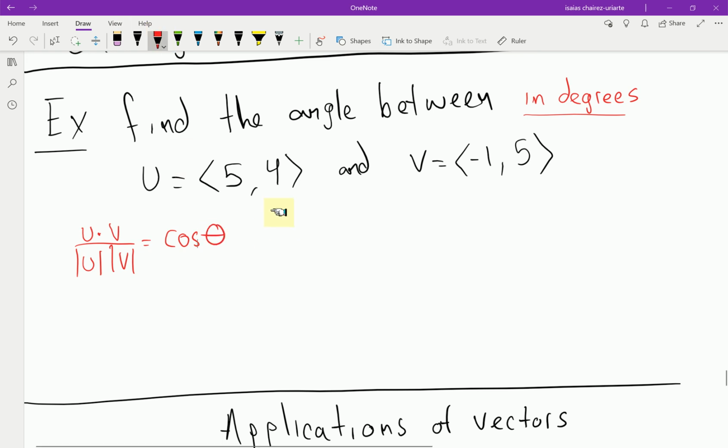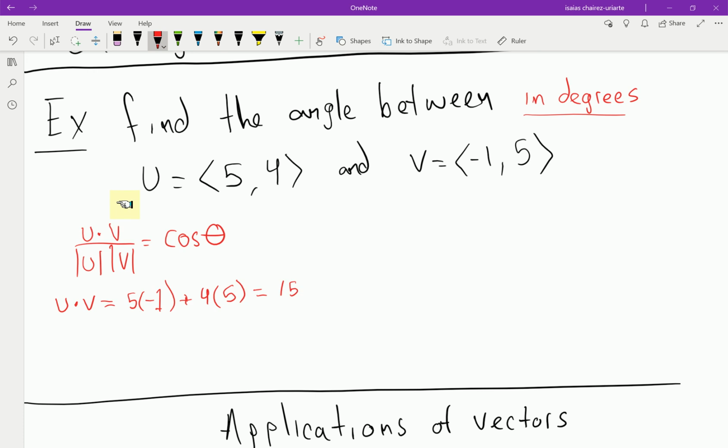So let me fill in some values here. I need to compute three things. U dot V first. What's U dot V? According to my vectors, that's 5 times -1 plus 4 times 5. I'm just computing the dot product. Why am I computing the dot product? Because I need it up here in this numerator. So that's -5 plus 20, which is 15.